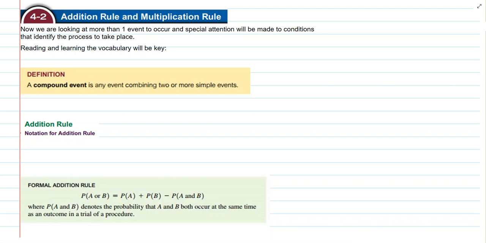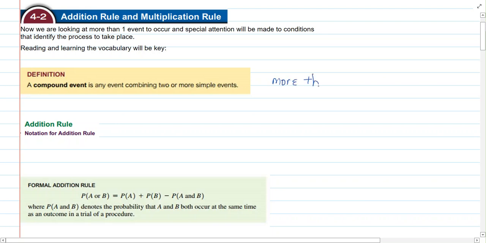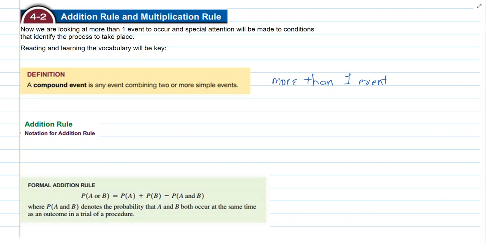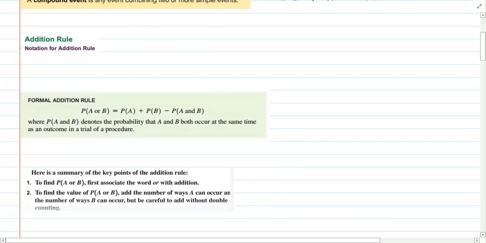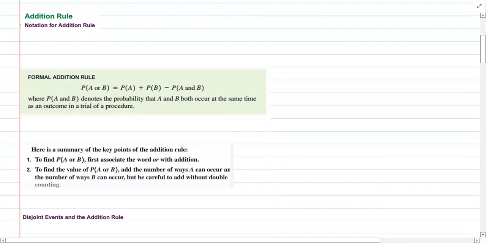So we're going to start with a compound event. Compound means more than one time. Our textbook says a compound event is any event combining two or more simple events. Simple is a key format because the more complicated the research on probability, the more profound the attention to detail is. And we're doing a survey course, so we're going to keep it as simple as possible.